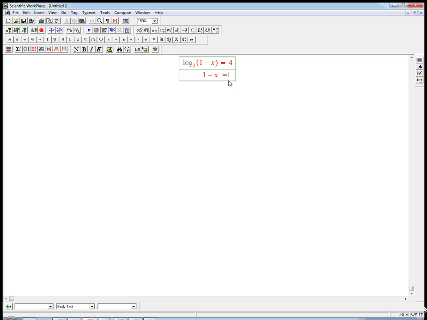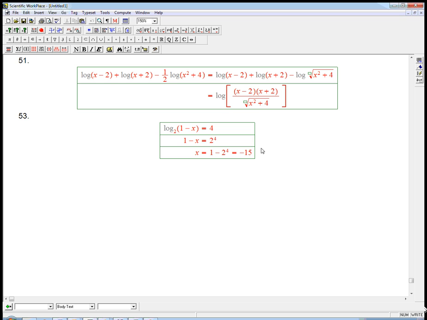Okay, so 1 minus x is just going to be 2 to the 4th. If 1 minus x is a number that the magic exponent with base 2 to get that number is 4, then 1 minus x must be 2 to the 4th. And so x is just going to be 1 minus 2 to the 4th, which is minus 15. Hey, wait, I thought you couldn't take the log of a negative number. Ah, but you're not. 1 minus minus 15 gives you 16. Log 2 of 16 is indeed 4. So that's a very simple example of solving equations with logs.